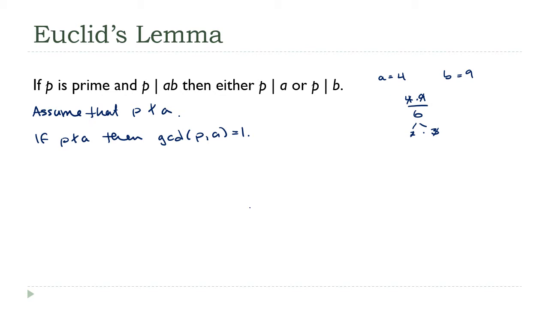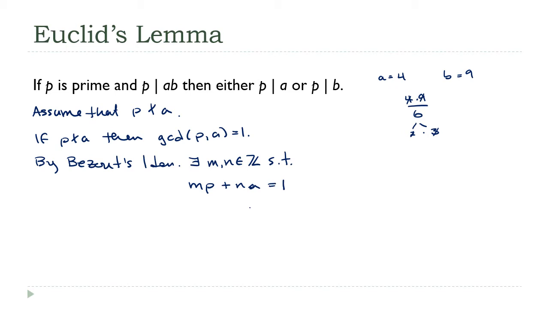So what does that mean? Here I'm going to bring out Bezout's identity from an earlier lecture. By Bezout's identity, there exist integers m and n such that m times p plus n times a is equal to 1. Good. Now what do I want? I have to get b into this somehow, because I want to talk about divisibility of b. So let's multiply both sides by b. If I do that, this becomes b m p plus b n a, and that has to equal b. Now notice what we've got going on here.